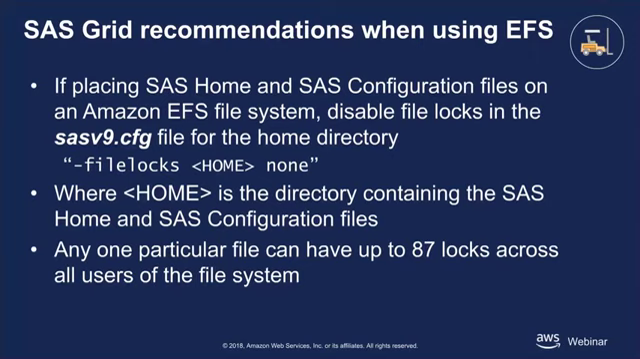You need to do this because any one particular file on an EFS file system can have up to 87 locks concurrently across all the users of the file system. And if you have a large scale-out cluster for SAS, you may run into this limit if you have multiple processes and multiple instances running concurrently.